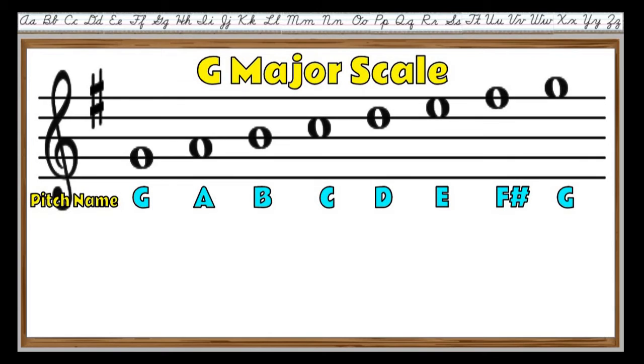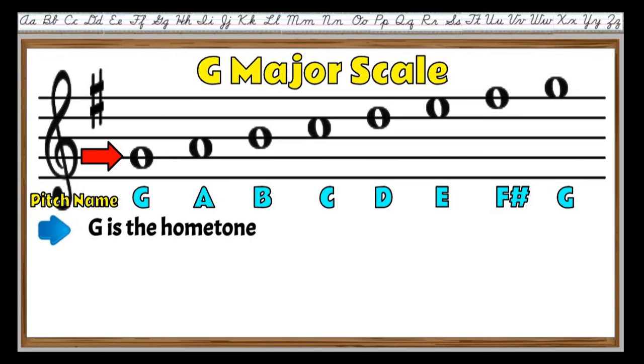Let us move on to our next major scale, which is the key of G major or G major scale. From the name itself, what is the home tone of the scale? Great! It is G. Where is it located on the staff? You are right. It is located on the second line of the staff. Do you see any accidental?